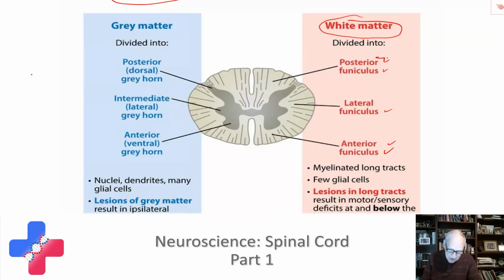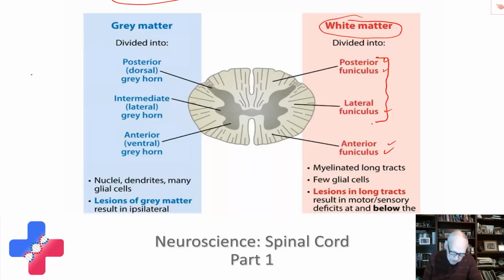Now, of these areas of white matter, most of your clinical significance goes to posterior and lateral. That's where most of the critical systems are in terms of these fibers traversing through the cord. The anterior does have tracts in them, but they are not headline tracts. They're the ones that are kind of behind the scenes dealing with a lot of reflex systems. So again, what's in white matter are these long tracts.